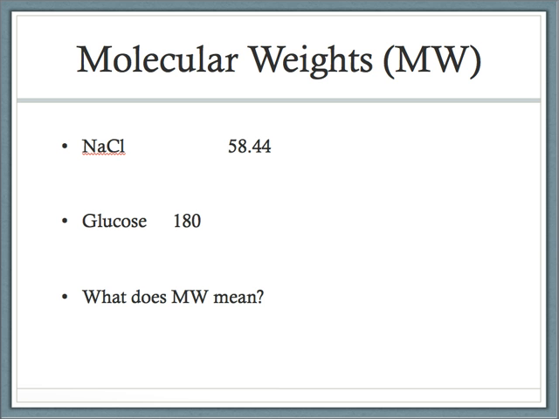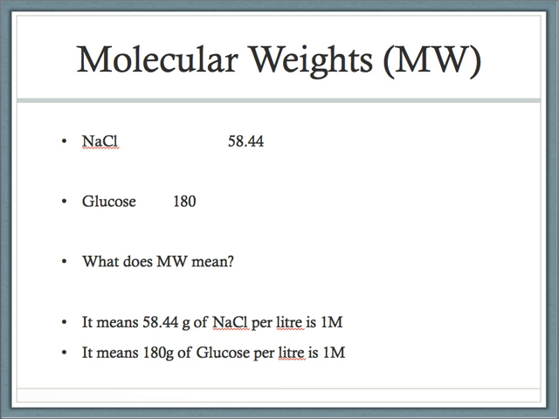Glucose is 180. We can get these more regularly from the carton of the salt that we use in the lab. It's written on the side with MW beside it. So what does the MW tell us? Well, we can gain a lot of information from this number. It means 58.44 grams of NaCl in a litre is 1 molar NaCl. And likewise, if we have 180 grams of glucose per litre, it's equivalent to 1 molar of glucose. So this number really tells us how much of the salt is required to get a 1 molar solution.